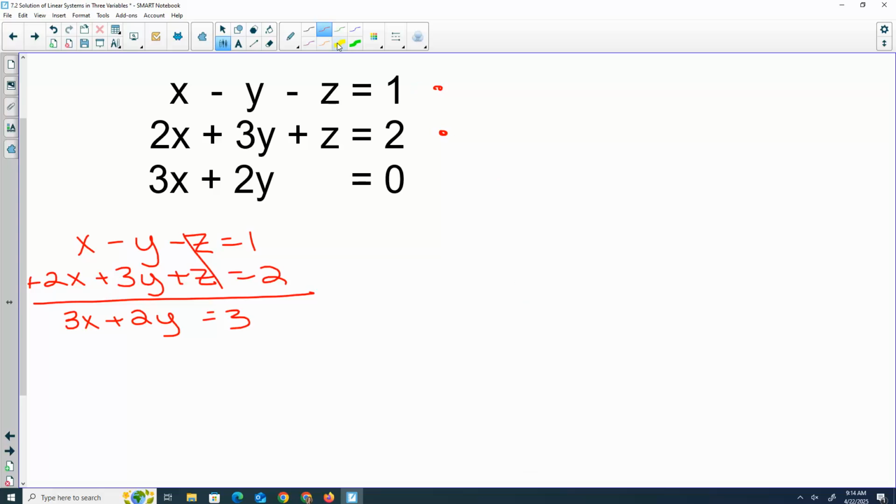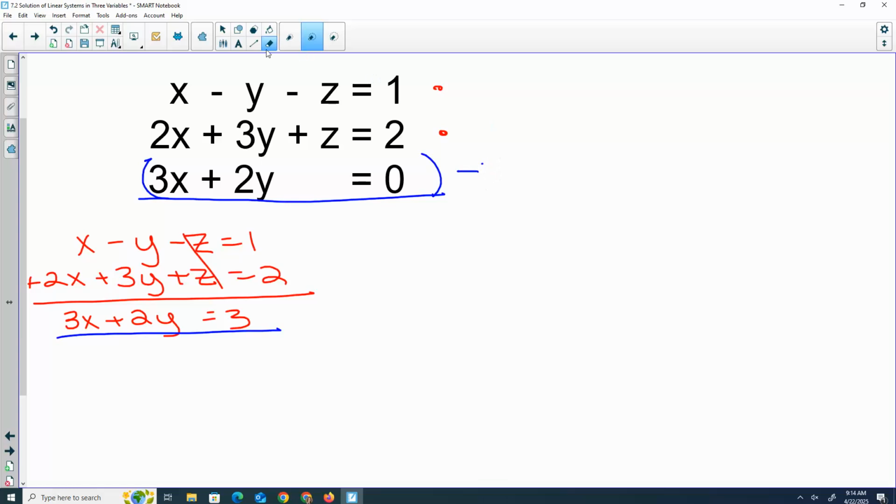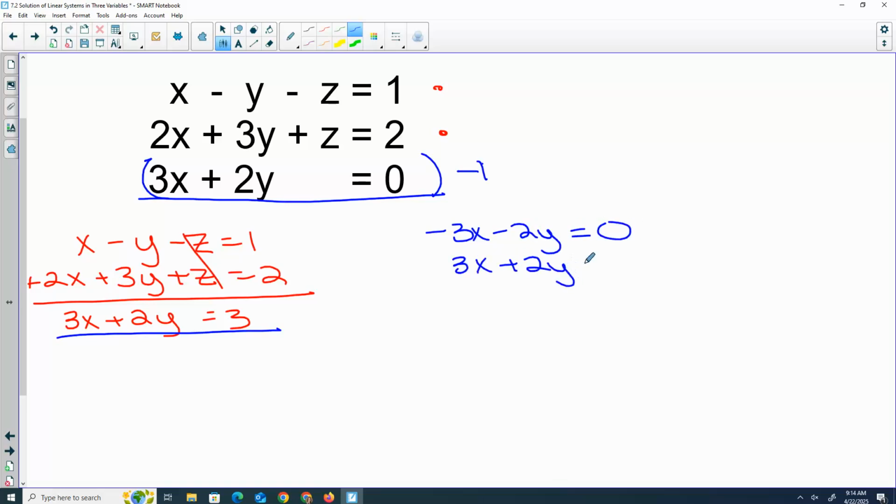So now I have to take the third equation, we haven't used it yet, and the answer we just got. If I wanted to eliminate x, what would I multiply this one by? Or sorry, negative 1. So that gives me negative 3x minus 2y equals 0, and the equation we just got, 3x plus 2y equals 3. Well, when we add, negative 3x and positive 3x cancel. Negative 2y and positive 2y cancel. So we get 0 equals 3.